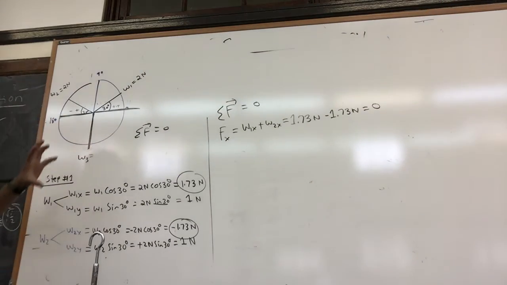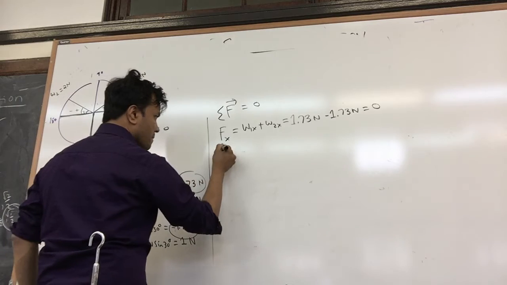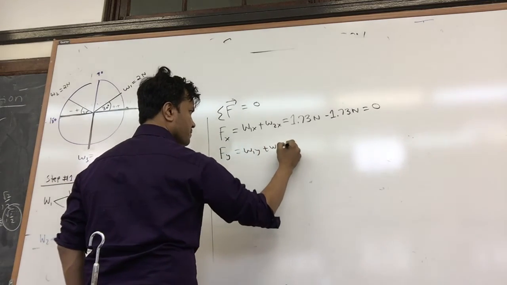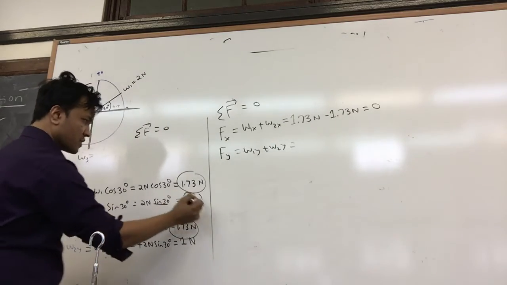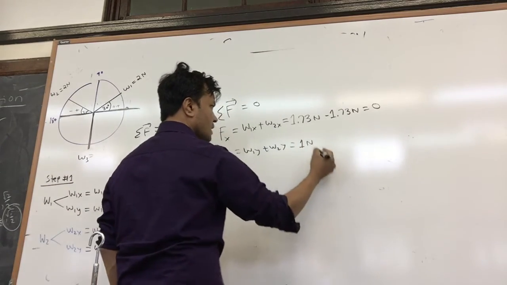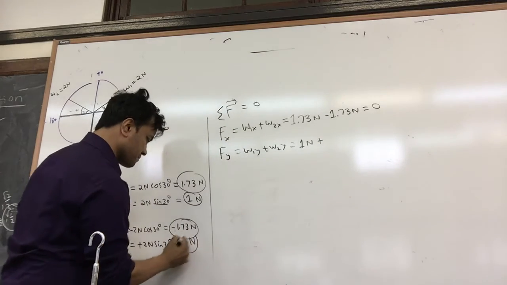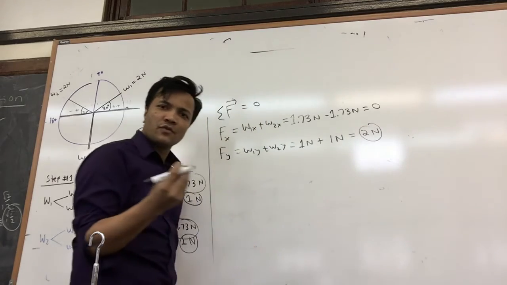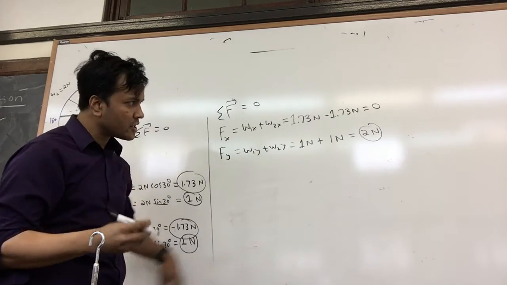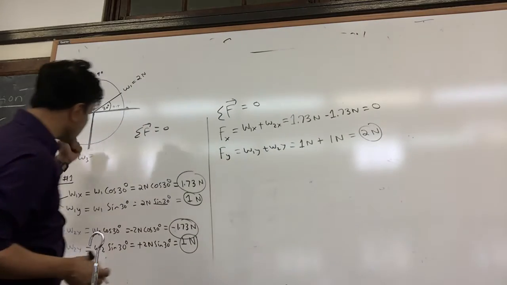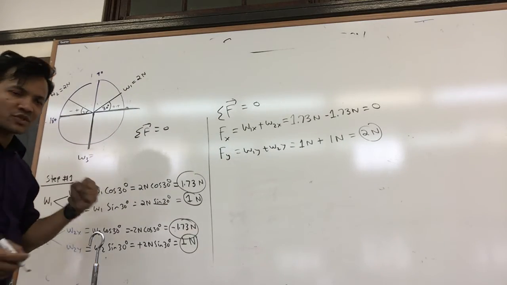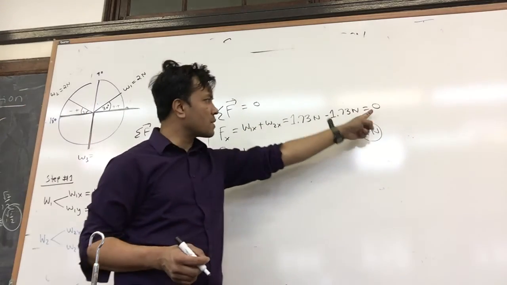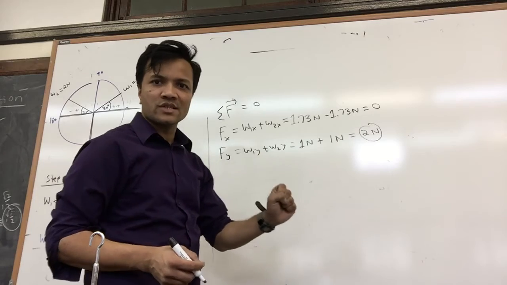So now we're going to calculate the force acting in the y direction, W1y plus W2y. W1y is 1 Newton plus W2y is 1 Newton. So it's 2 Newton. So how much weight do we have to add on the third string? We have to add 2 Newton, because 0 Newton plus 2 Newton is 2 Newton. So we have to add 2 Newton.